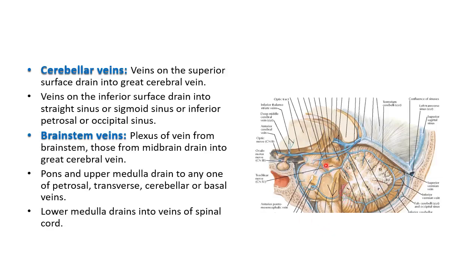Then veins in the brain stem. Veins in the brain stem are in the form of a plexus. From the midbrain they drain again into the great cerebral vein, and from the pons and upper medulla to either petrosal, transverse, or cerebellar veins. The lower medulla mainly drains into veins of the spinal cord. So with this, I have completed the blood supply of the brain.